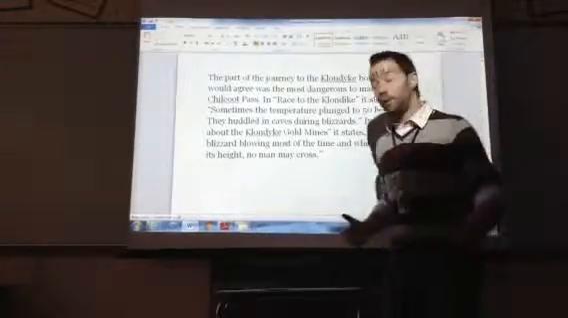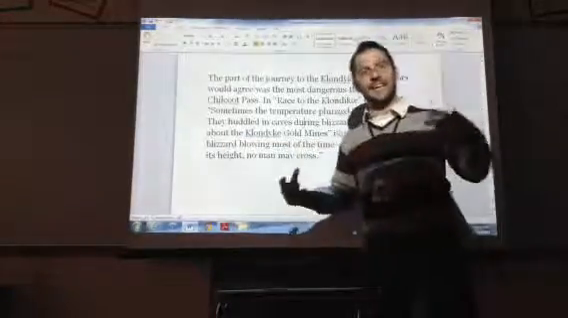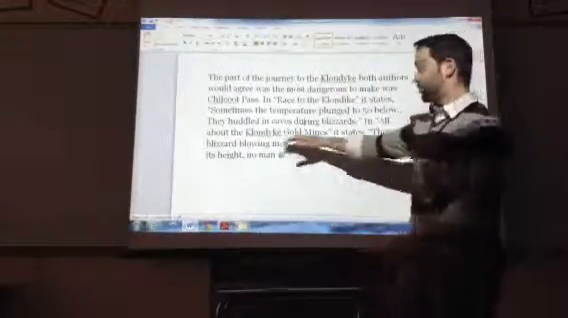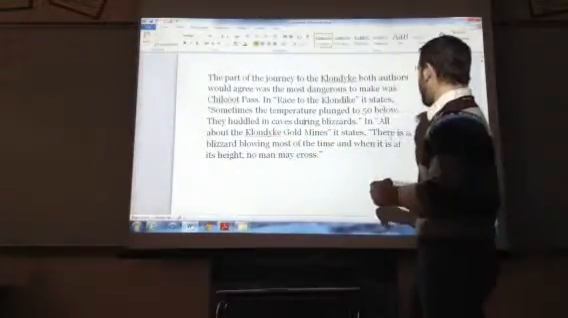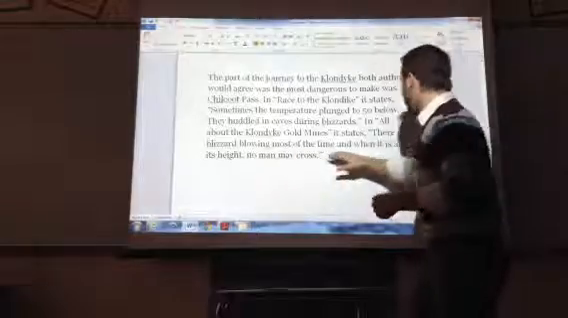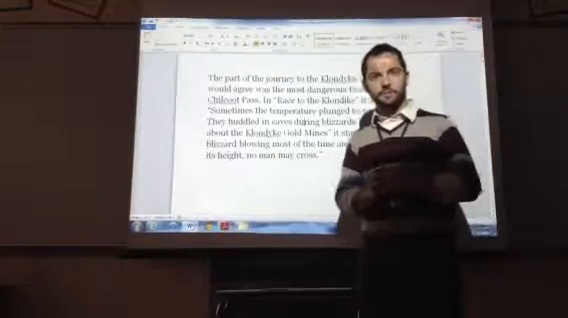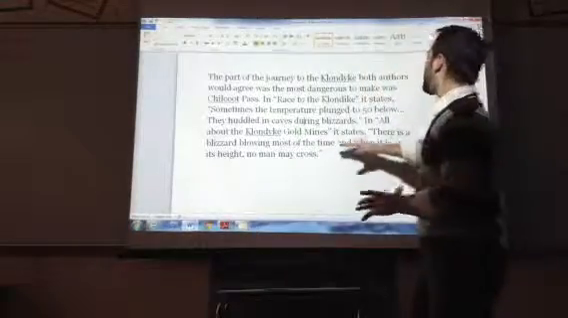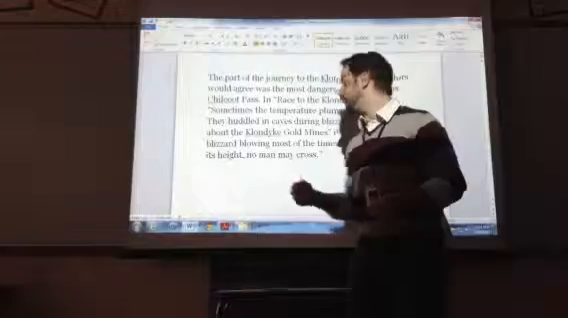But we have to use it from both articles. We say in All About the Klondike Gold Mines it states, again, in the article it states, we're just using the actual name of it here to indicate to the reader what we're actually talking about. "There is a blizzard blowing most of the time, and when it's at its height, no man may cross." Again, we're talking about the conditions, not necessarily how people are reacting to it.